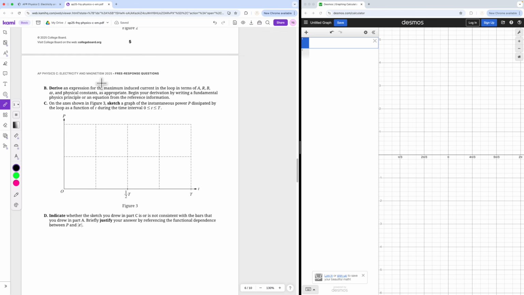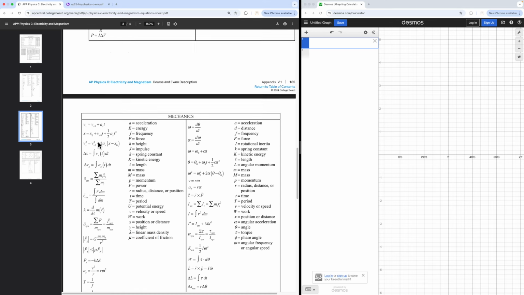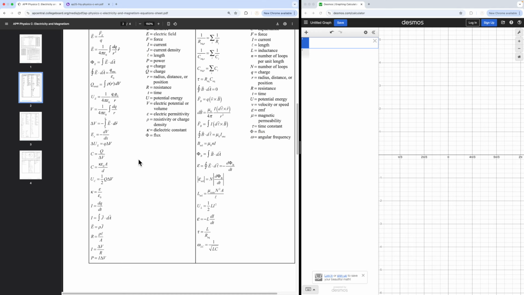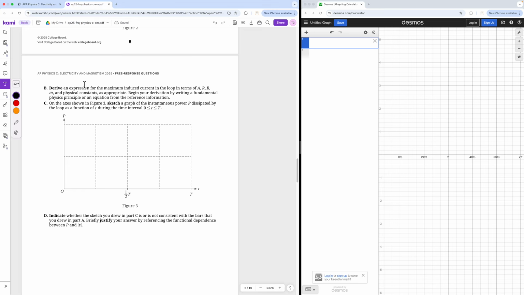Now on to question B. Derive an expression for the maximum induced current in the loop in terms of A, R, B, omega, and physical constants. And we have to use a fundamental physics principle, or equation from the reference information. And we're going to be using Ohm's law for this. Let's move back up to E and M. And you're going to be using V equals IR over here. So, V equals IR. Do we have an equation for voltage?